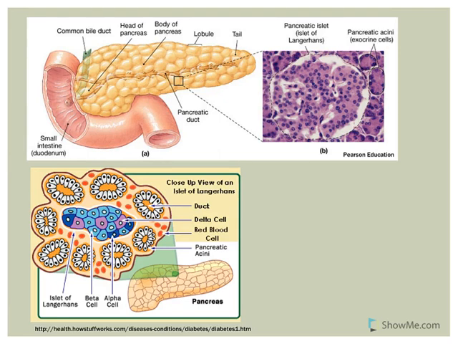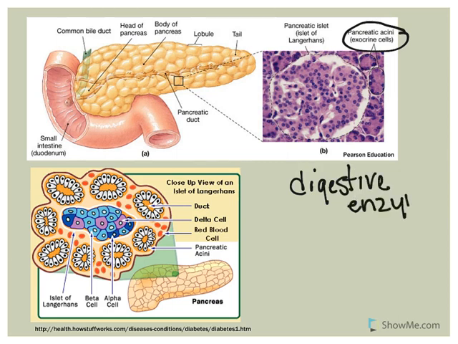The majority of the cells that you find in the pancreas are what are referred to as acinar cells or pancreatic acini, which you see here. Those cells produce digestive enzymes. So we'll be discussing those when we discuss the digestive system.